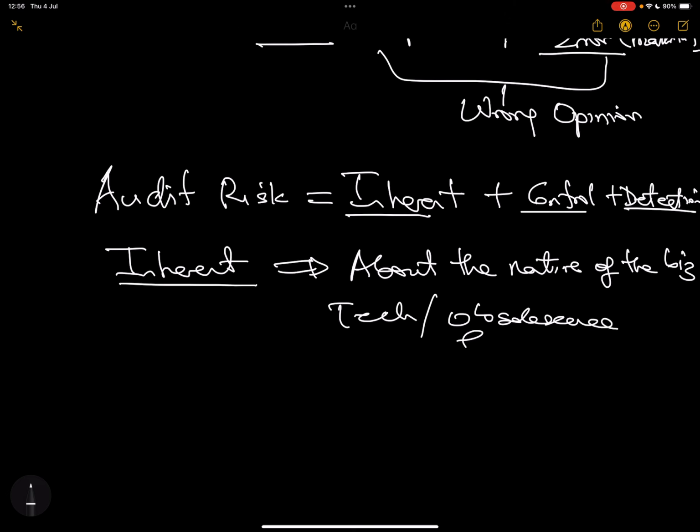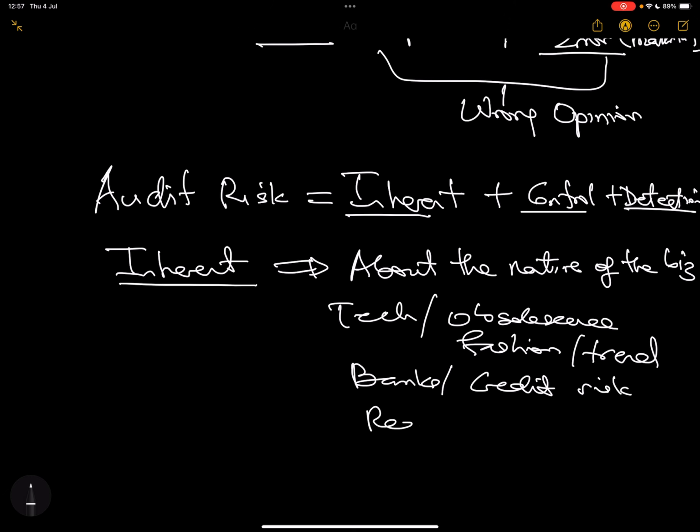Fashion, you'll be talking of trend, all of that, because of the nature of that industry. You go to real estate, if recession is big in the real estate space. If you're talking of the financial sector, credit risk will be a big factor in that space, right? Like if you're talking of banks, you'll be talking about default in loans. So credit risk is big, right? You're talking of real estate, likewise, recession impact will be heavily involved.